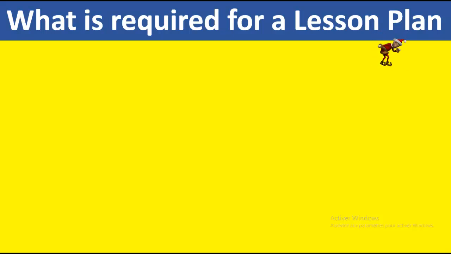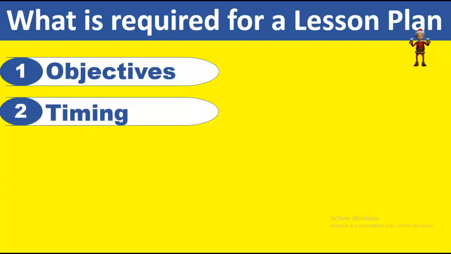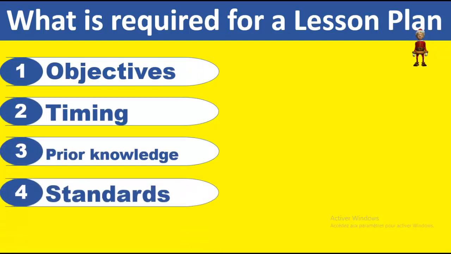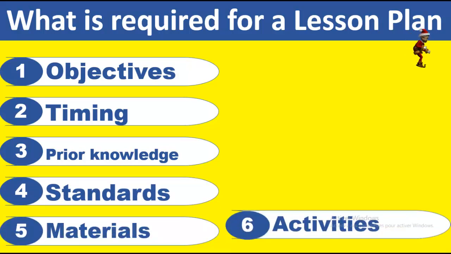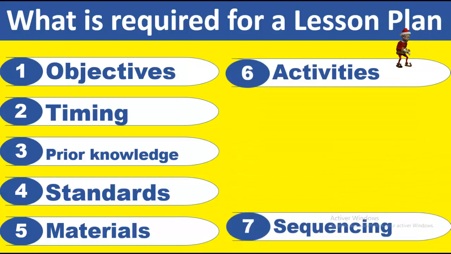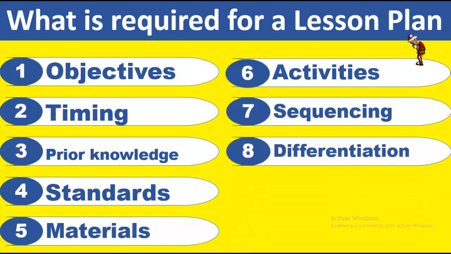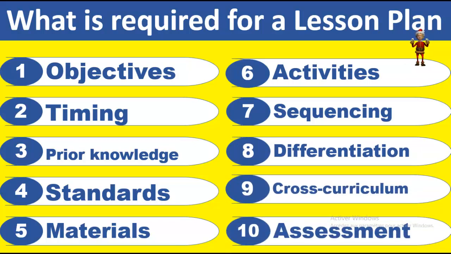The first one is objectives. Number 2, timing. Number 3, prior knowledge. Number 4, standards. Number 5, materials. Number 6, activities. Number 7, sequencing. Number 8, differentiation. Number 9, cross-curriculum. And number 10, assessment. So here are the 10 elements we are going to discuss in this video one by one. So stay with me till the end.